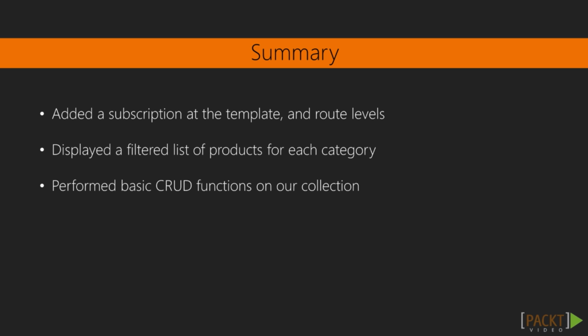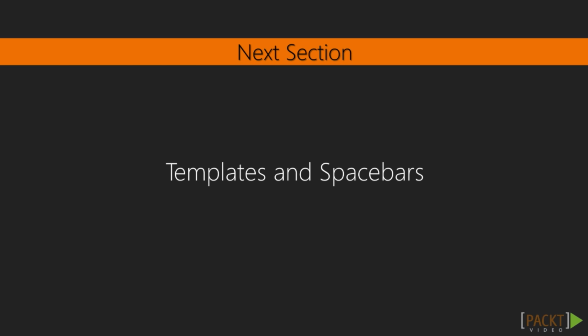So that concludes this section. In this section, we've added a subscription at the template and route levels. We displayed a filtered list of products for each category, and we performed some basic CRUD functions on a collection. Let's move on to the next section, which is templates and spacebars.